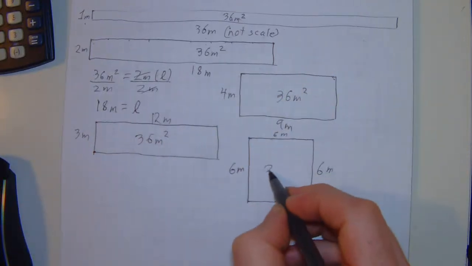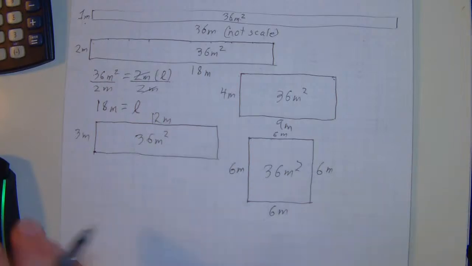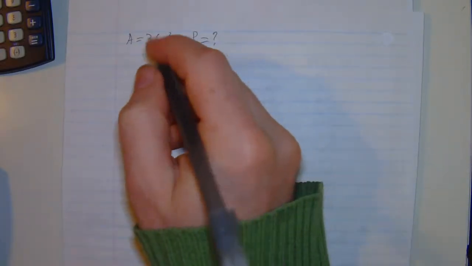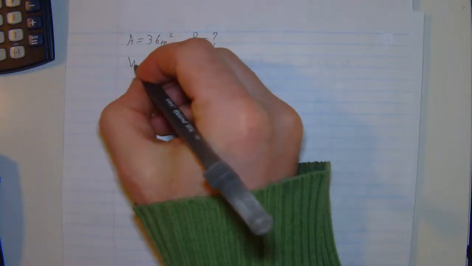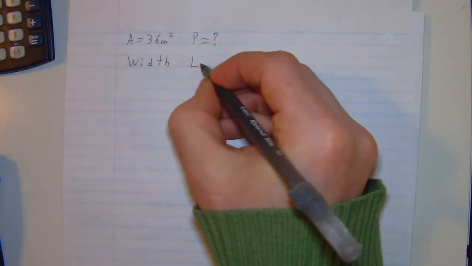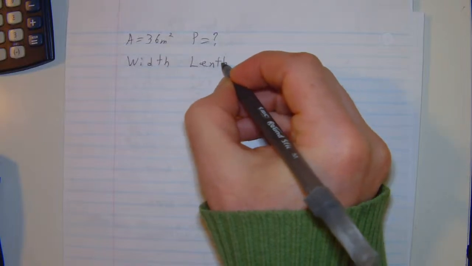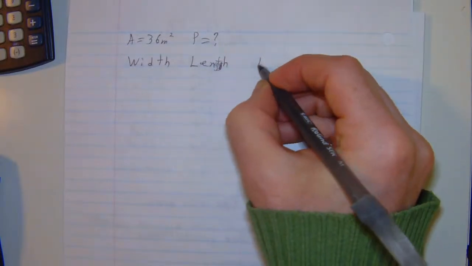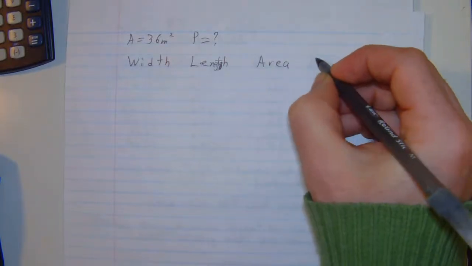Okay, so now we can fill in our table. So we have an area of 36 meters. We want to find the minimum perimeter. And we have the table here, and I'm just going to make sure I match up. So we have width, length, area, and perimeter.